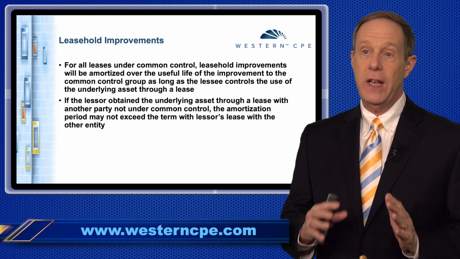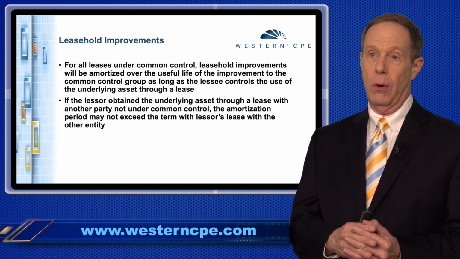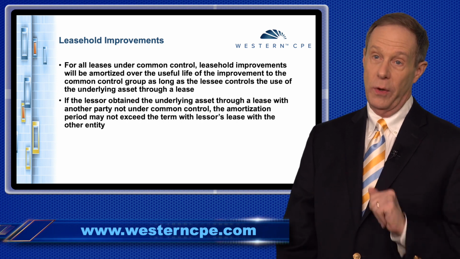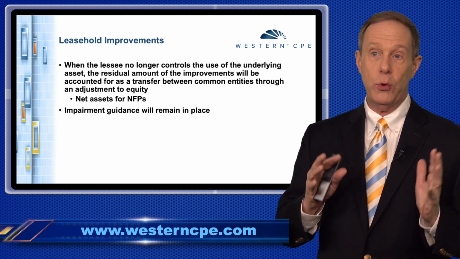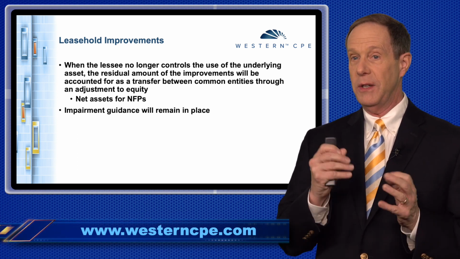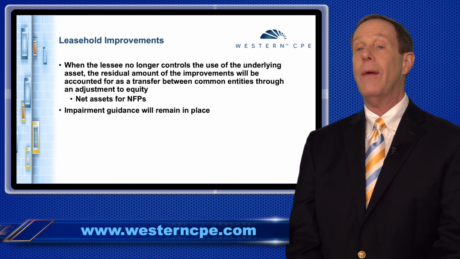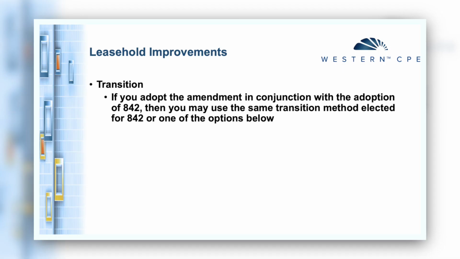If the lessor obtained the underlying asset through a lease with another party who was not under the common control, then the amortization period may not exceed the term with the lessor's lease with the other entity. When the lessee no longer controls the use of the underlying asset, they move out per se, the residual amount of the improvements will be accounted for as a transfer between common entities through an adjustment to equity, or in the case of not-for-profits, to net assets. And they do point out that impairment guidance will still remain in place, and you'll have to deal with that if that comes up.